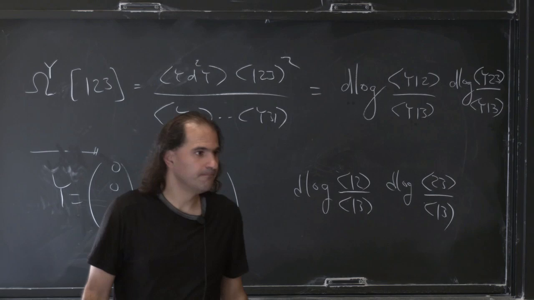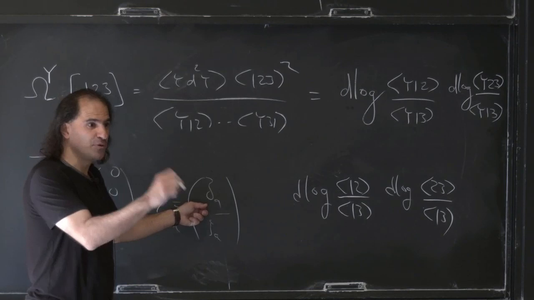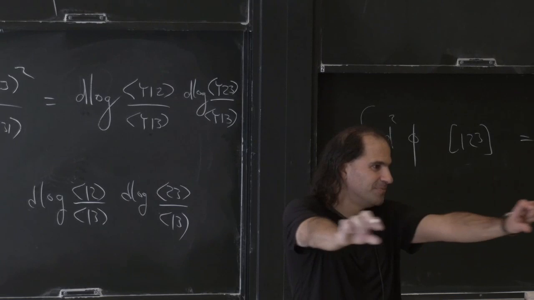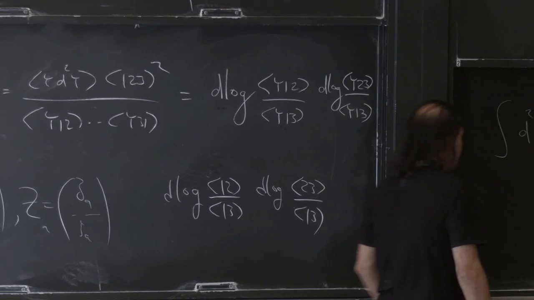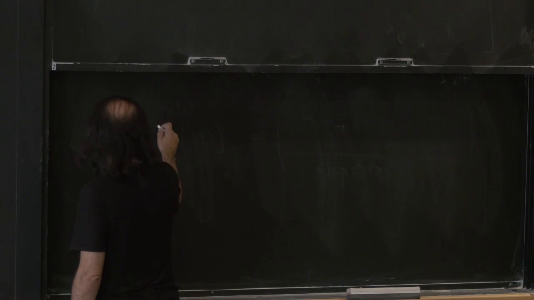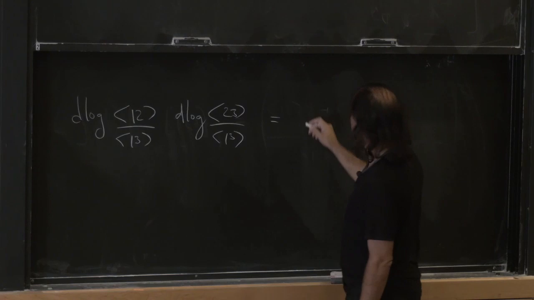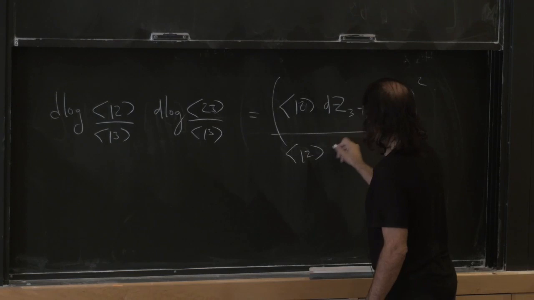Is that clear? Right? So just putting it in, the only things that show up here, y is gone. And who are these guys? They're exactly what I get after I project through y. So this is cool. We have a two-form on literally the space of the two-dimensional variables that we care about. It's a differential form on the space of the two vectors, z_a. And this is a non-trivial little exercise. Not hard, but you'll do it on your problem set. But this is the cool thing, that in fact, d log 1,2 over 1,3, d log 2,3 over 1,3, is equal to 1,2, dz_3 plus cyclic, this 2-form, squared over 1,2, 2,3, 3,1.